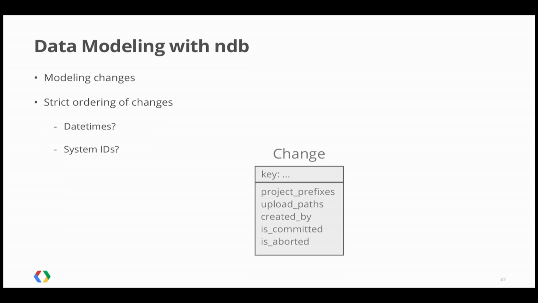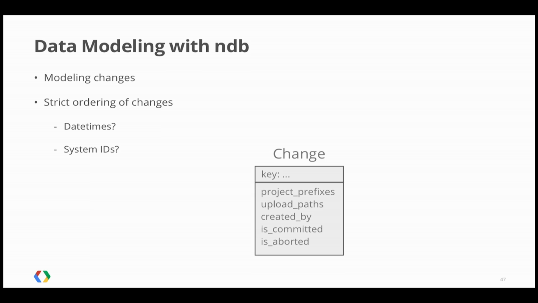Another option is to let the data store come up with a system ID when you create the change record. It can do this if you don't set a key name. It'll come up with its own numeric ID. These are generally increasing IDs, but especially if you've got two entities that are not in the same entity group, the system IDs are not guaranteed to be in monotonically increasing order.